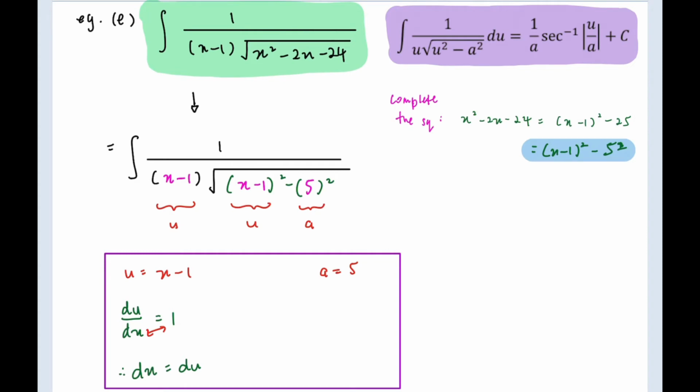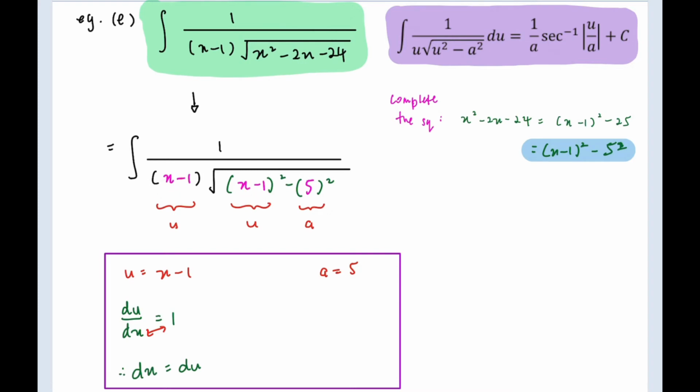So let's rewrite this question here. 1 over x minus 1, just write it back, and the square root. So let's exchange this in terms of the completed square, which is x minus 1 squared minus 5 squared. So I hope you can see clearly now. Let's compare these two equations here, which are very similar. U here is the one with this variable, which is x minus 1. So this is also x minus 1 squared. So this is very clear.